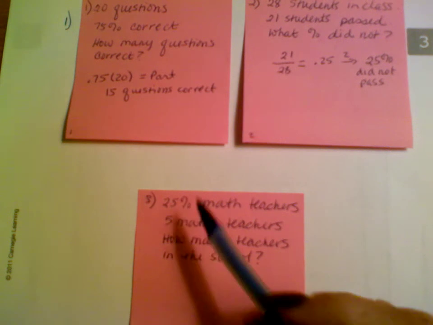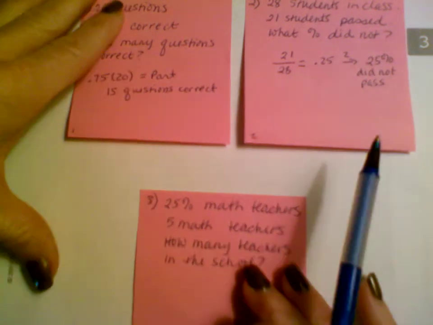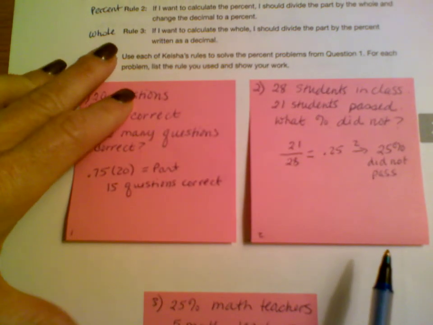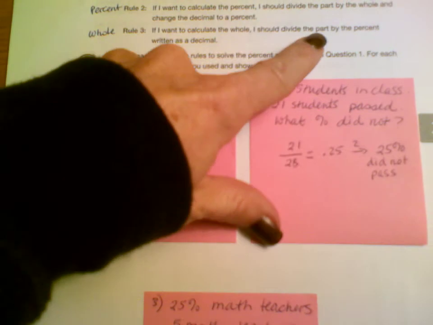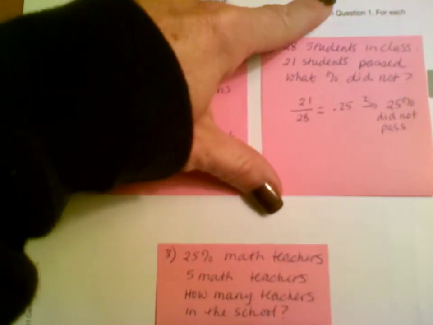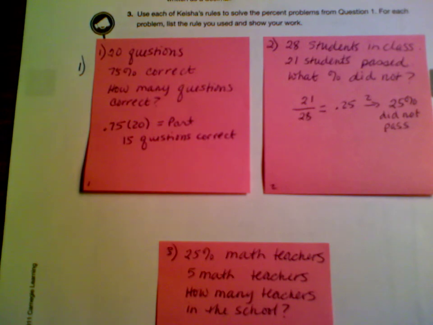I have the percent. I have part of the teachers. I need to find the whole. So I'm going back up and I'm looking at the rule for the whole. I should divide the part, so part was 5, by the percent written as a decimal.